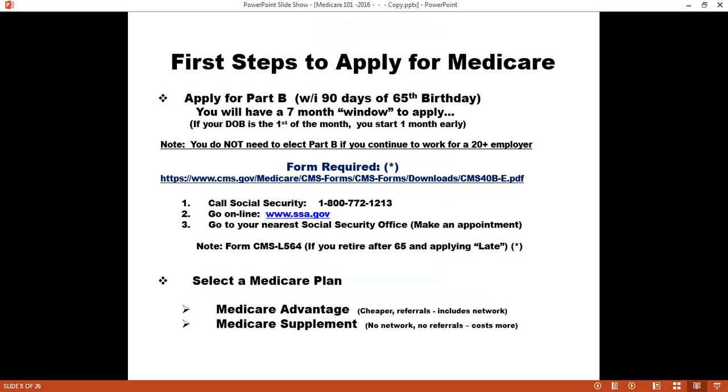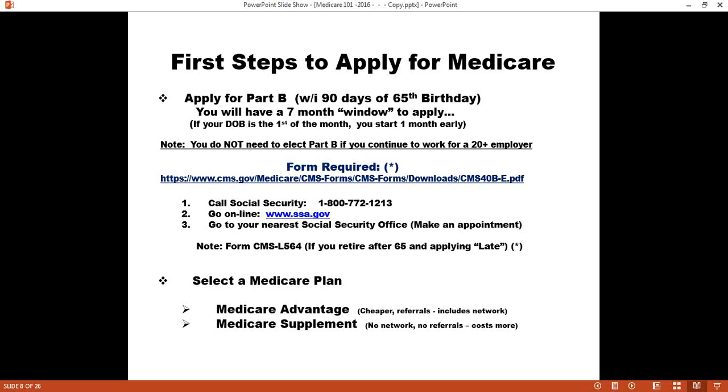So now this next slide is a very important slide. I'd like you to focus on this one, and I'm going to open it up for questions as soon as I'm done with this slide, because I want to make sure that everybody understands this and understands it thoroughly. So people have a 7-month window around their 65th birthday to apply for Medicare Part B. That window starts 3 months before the month in which they turn 65. It includes the month in which they turn 65 and includes 3 months thereafter.